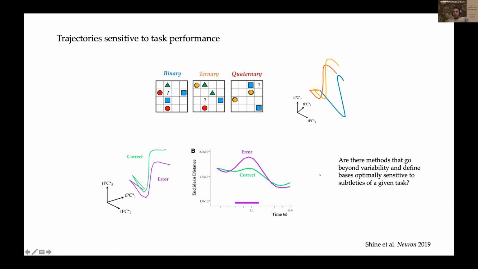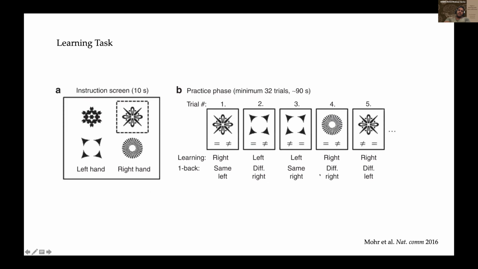So we pivoted. This is a study I was involved in, where this is a new task now. It was a learning task, and the paradigm is essentially that subjects are in the scanner. They're shown this instruction screen on the left here, and they're to associate 2 patterns with the left-hand button press and 2 patterns with the right-hand button press. Then they go on to a practice phase where they're shown a single pattern and they're to recall what the association was, and then respond correctly or incorrectly.